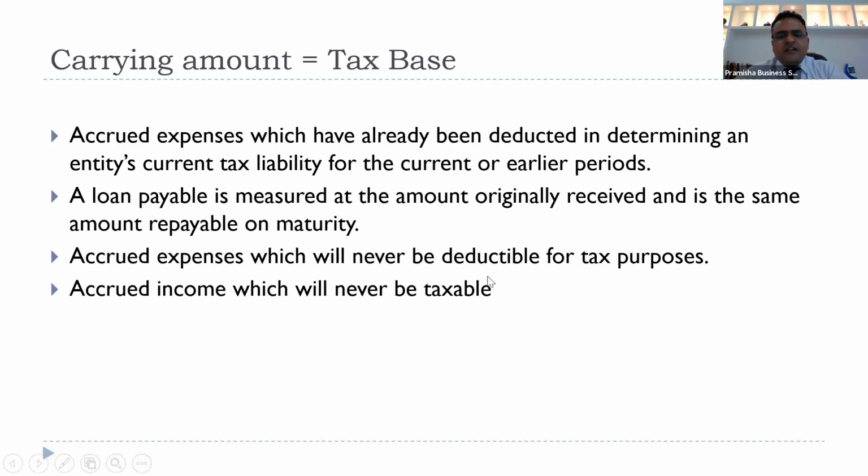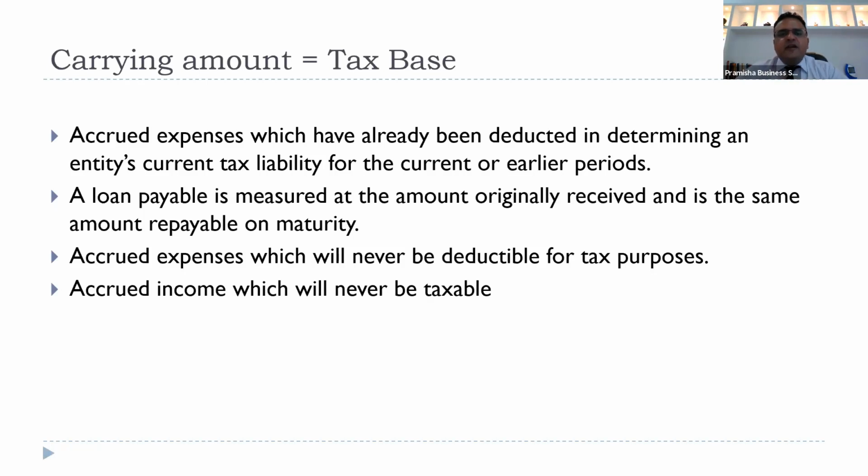Accrued expenses which will never be deductible for tax purposes. Entertainment expense, which we showed as an expense, was charged tax today and there is no chance of reversal in future. This is a permanent difference. So the tax base of the liability is the same. Accrued income which will never be taxable: if not taxed today, it will never be taxed in future, which means a permanent difference. We avail the benefit today, and will have no chance later.